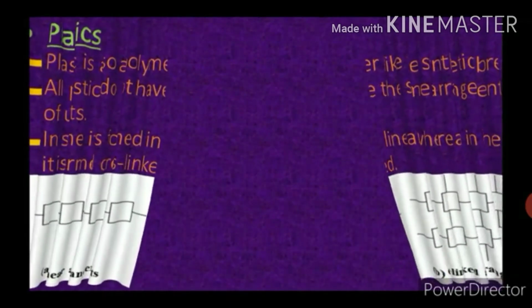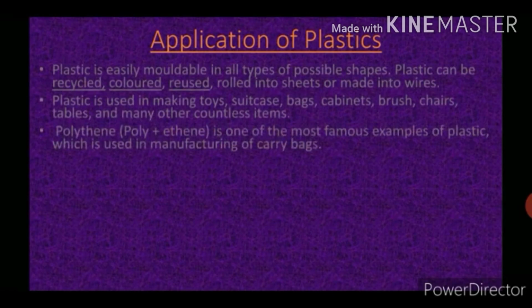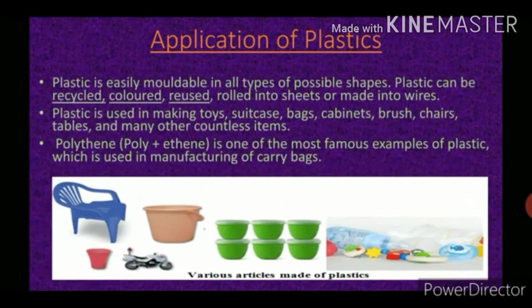Now, applications of plastics. Plastic is easily moldable in all types of possible shapes. They can be recycled, colored, reused, rolled into sheets or made into wires. Plastics are used in making toys, suitcases, bags, cabinets, brushes, chairs, tables and many other countless items.